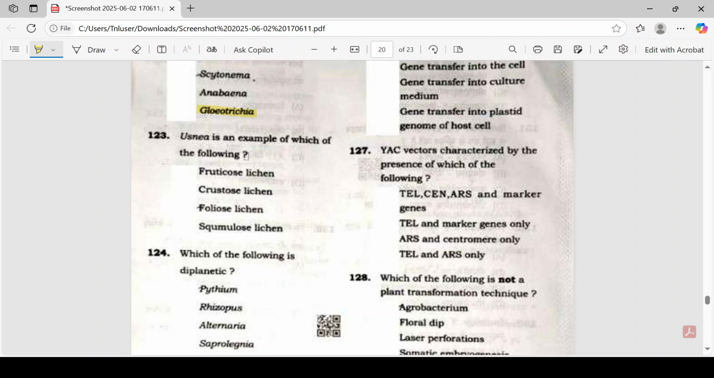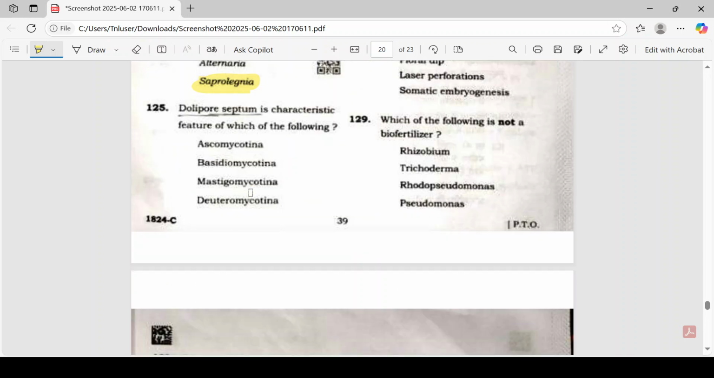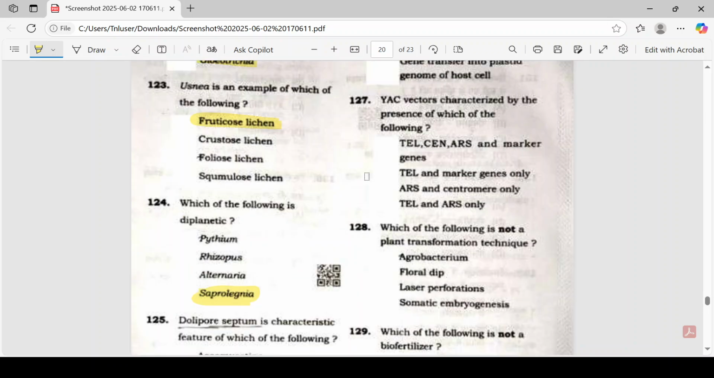Then question number 123, Usnea is an example of which of the following? So the question is from lichens and the correct answer will be fruticose lichen. Okay, let's now move to question 124. Which of the following is diplontic? So the correct answer for the question will be Saprolegnia. Okay, question 125. Dolipore septum is characteristic feature of which of the following? The correct answer will be Basidiomycotina. Okay, option number B will be the correct answer.